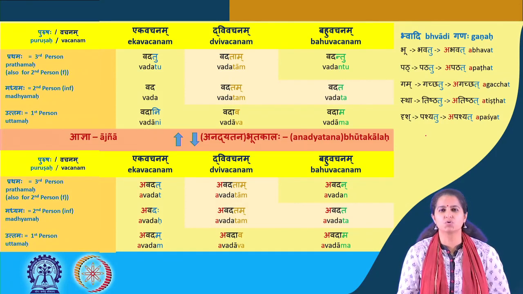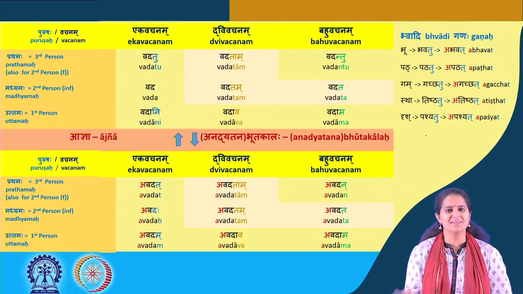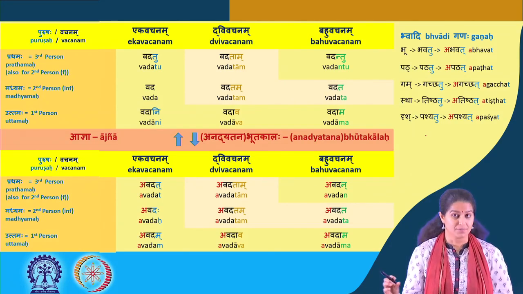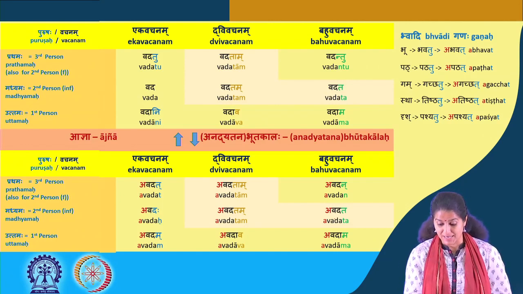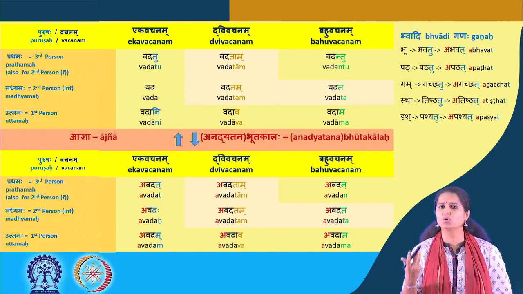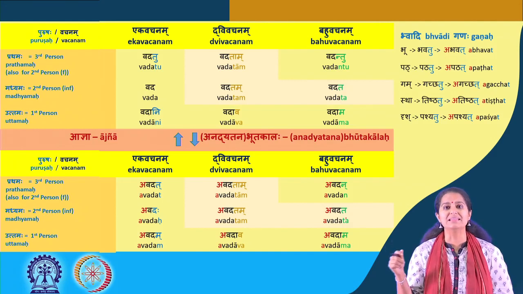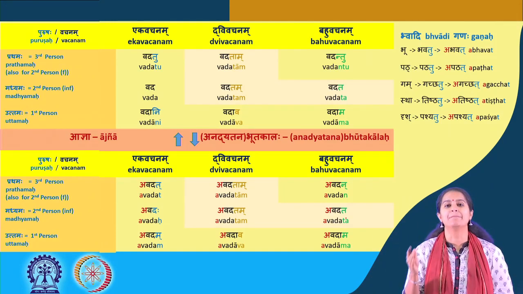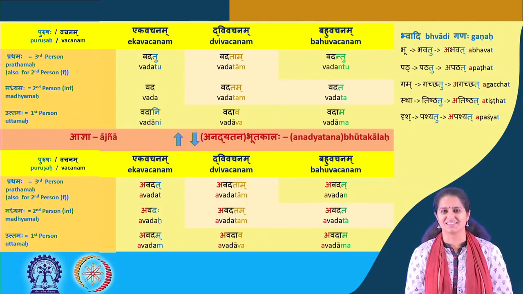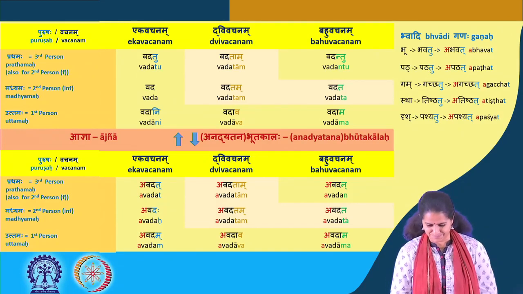Let's say you all stood on the road. So you all is plural. Yam stood, atishtata, kutra, in the road or on the road. So on the road would be marga, marge. So yam marge atishtata. Uttamam.